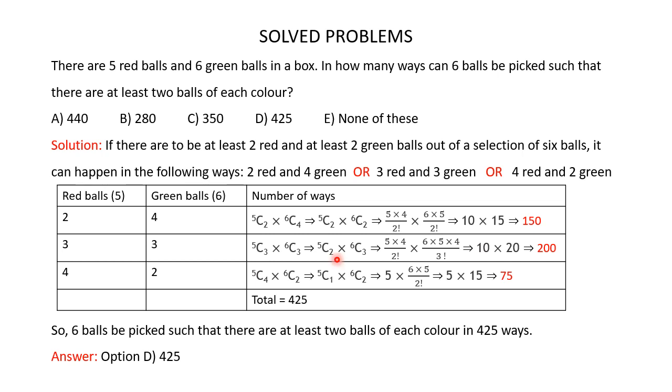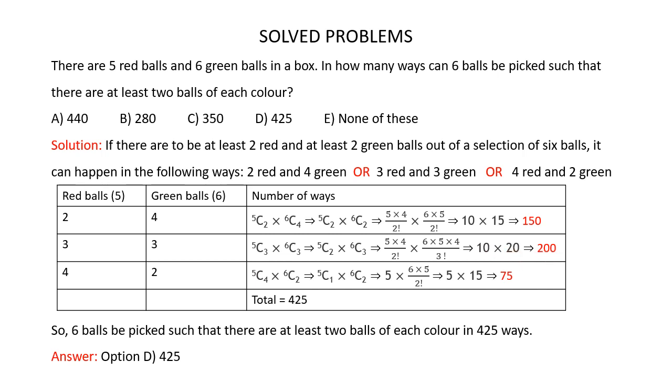5C2 is nothing but 5 multiplied by 4 divided by 2 factorial. And 6C3 can be written as 6 multiplied by 5 multiplied by 4 divided by 3 factorial. Now we know that 2 factorial is 2 and 3 factorial is 6. And on solving this, we get 10 multiplied by 20, which is 200.